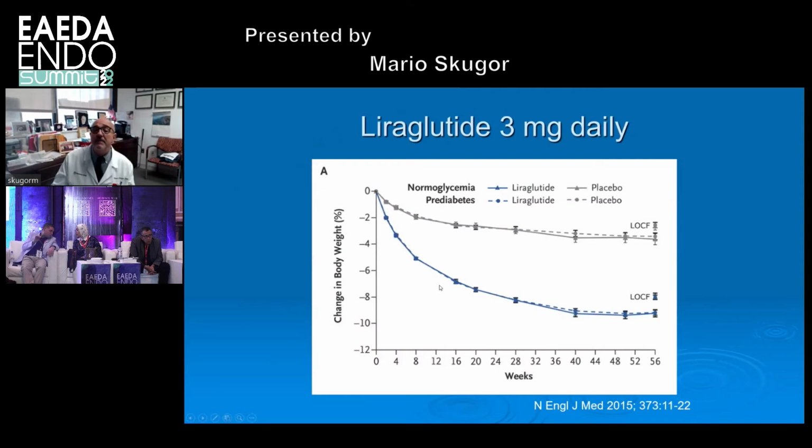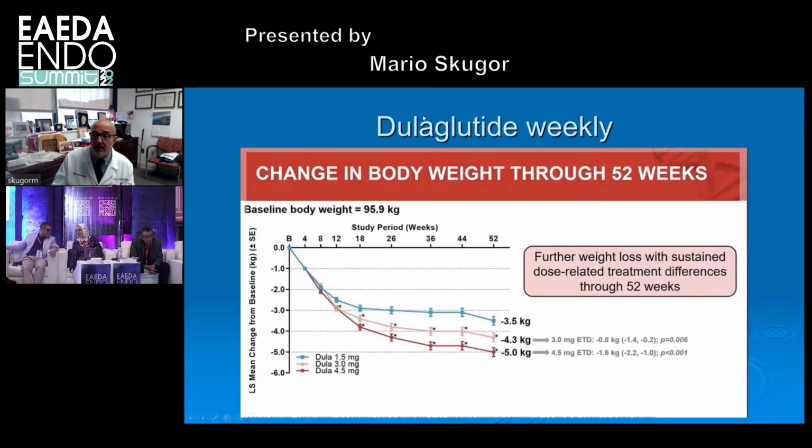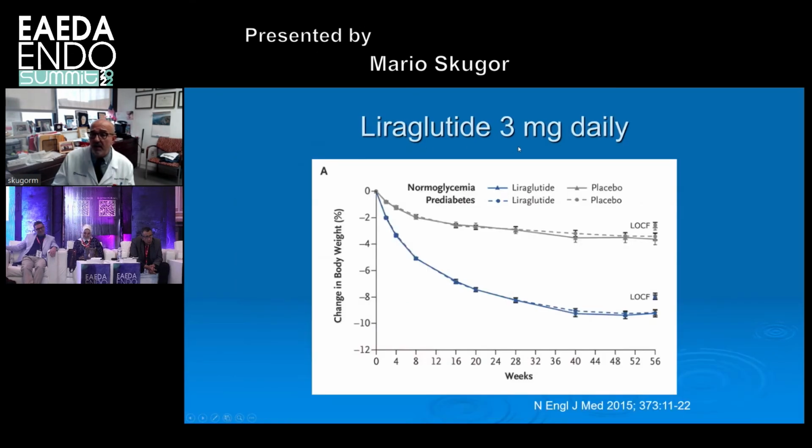And that happens regardless of the presence of diabetes. So people who have totally normal glycemic control or those who have prediabetes have equally effective weight loss with liraglutide, indicating that these medications should be used for the treatment of obesity even in people who do not have diabetes.